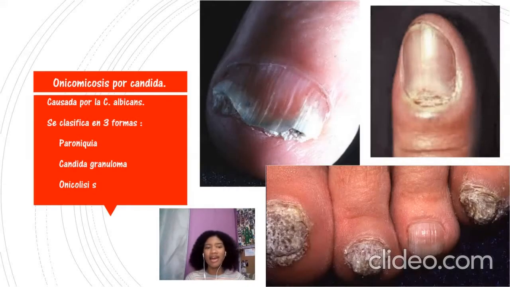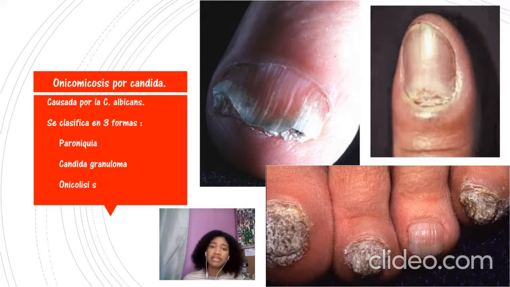The Candida nail infection occurs in a person with a chronic mucocutaneous candidiasis and is caused by Candida albicans. We are going to see an invasion of the entire nail plate, onycholysis, and paronychia. In the beginning stage of this type of candidiasis, we are going to have paronychia, also called whitlow. It is the most common type of candidiasis in the nail.